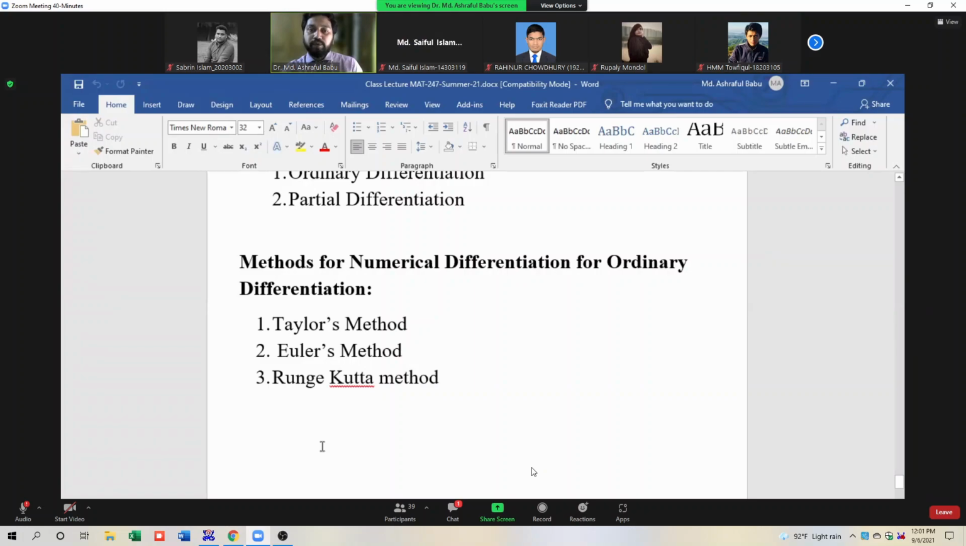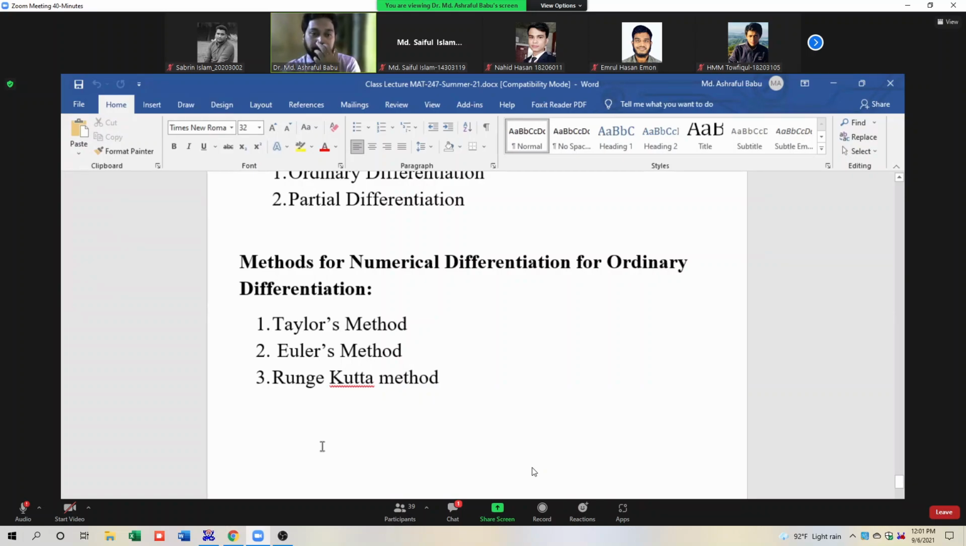Okay, so there is some correction. In the previous topic we talked about numerical integration. You remember this? In numerical integration, three formulas we are using: trapezoidal rule, Simpson's 1/3 rule, and Simpson's 3/8 rule.